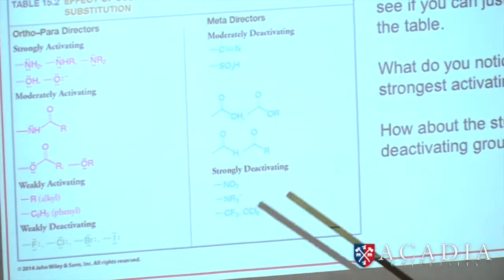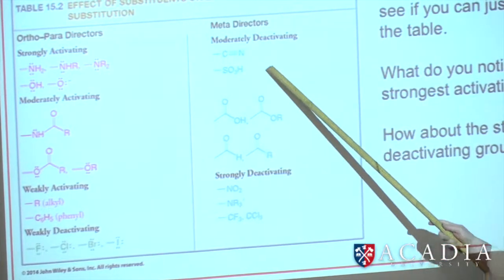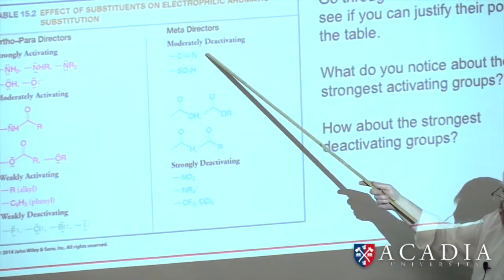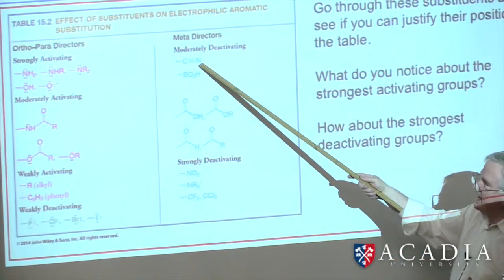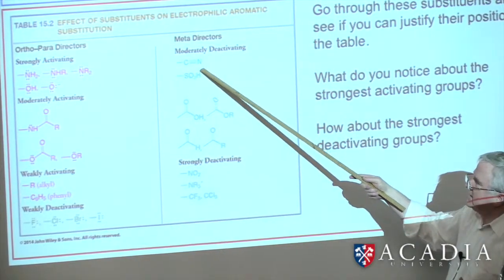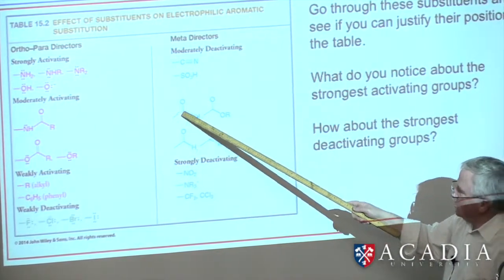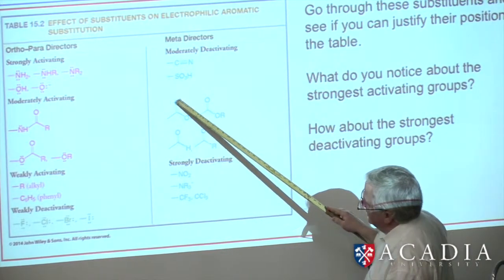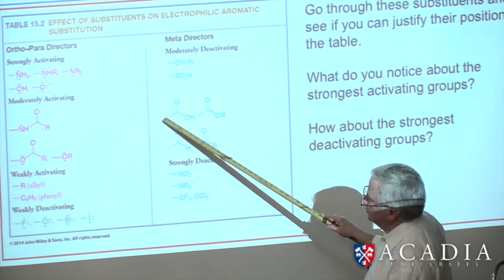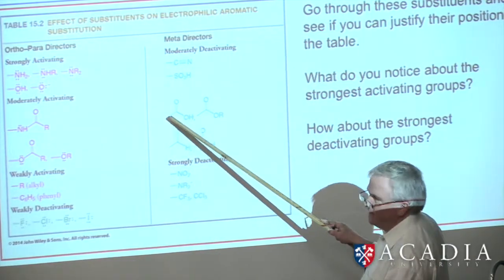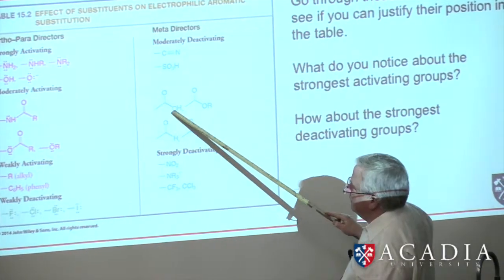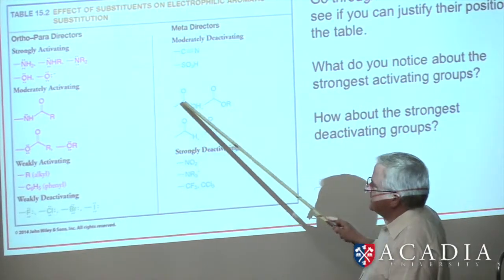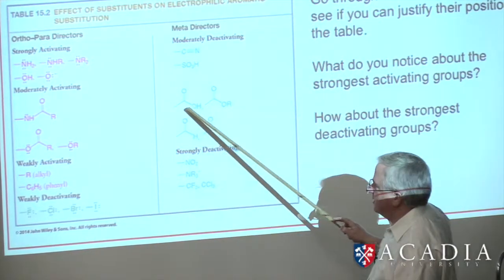Then we get down to the deactivating. With the meta-directors, what you'll find is there's a pi system there that accepts electrons. We have an electronegative atom at the end of that pi system, so these are good at sucking electron density out. But notice that it is the carbonyl carbon, the sp2 carbon, that's bonded directly to our pi system. That's a requirement. When we have this oxygen over here, this becomes an electron donor, but when it's the carbonyl carbon bonded, it becomes an electron withdrawer.